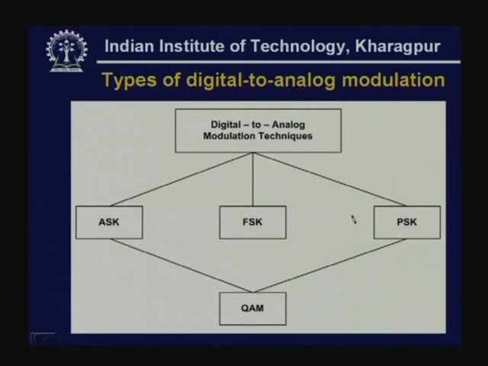And there are 3 distinct types of digital to analog modulation technique. One is known as amplitude shift keying, then frequency shift keying and phase shift keying. And as we shall see, amplitude shift keying and phase shift keying can be combined to have another type of modulation technique, which is known as quadrature amplitude modulation, QAM. So, we shall discuss all these 4 types of modulations, ASK, FSK, PSK and QAM in this lecture.